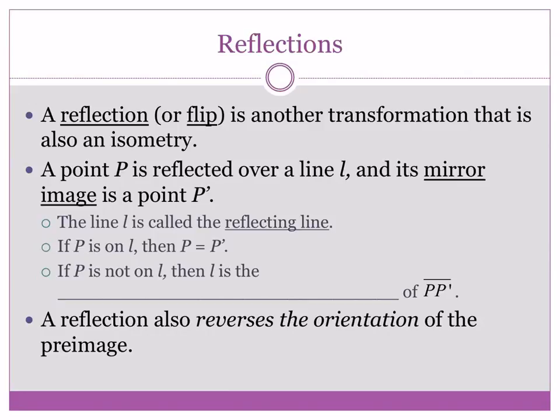It's an isometry. Remember what isometry means? It preserves distances. It doesn't change sizes or shapes of things. So that's what an isometry is. If you have a point P and it's reflected over a line L, and its mirror image is the point P prime, we call that line L the reflecting line. If P is actually on the line, it will stay on the line. If it's not on the line, of course, then it won't.